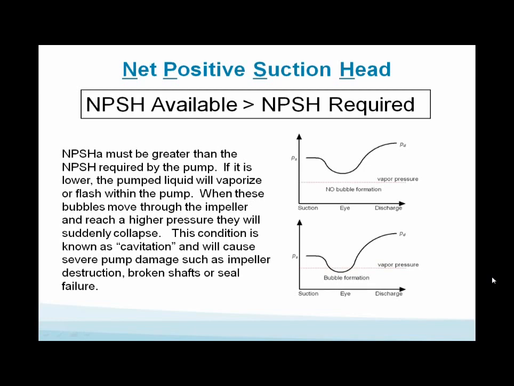The suction pressure did not drop below the vapor pressure, so we got no bubbles, we got no cavitation. The bottom chart shows the pressure drop falling below the vapor pressure, and we're creating gas bubbles and cavitating the pump. In other words, there's a pressure drop between the suction flange of a pump and the eye of the pump impeller. And that's what we got on this graph on the right-hand side.